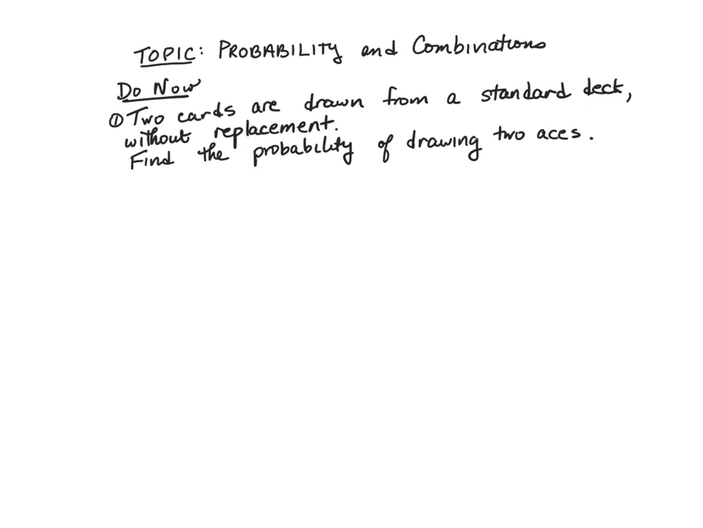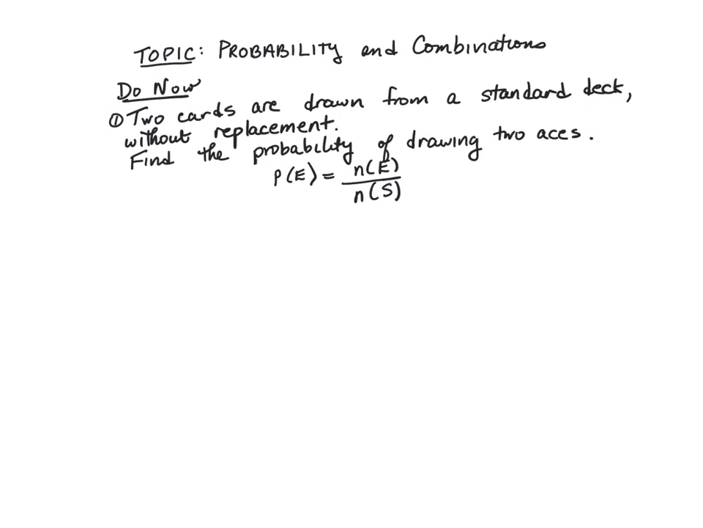Today we're going to look at probability and combinations. The probability of an event E is the number of ways the event can occur divided by the number of elements in the sample space, or the number of total possible outcomes.